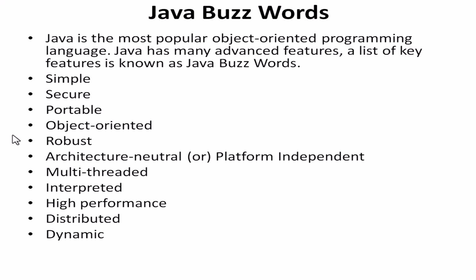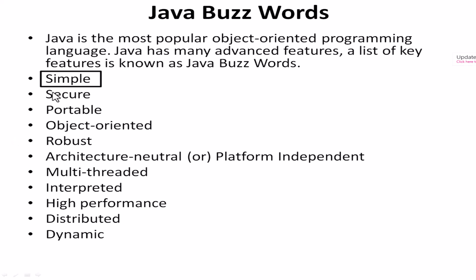Simple. Java is simple because it follows syntaxes such as C and C++. Here you are using the same syntaxes, like conditional statements and control structures, and the object-oriented concepts which we have used. Because of that reason it is simple.